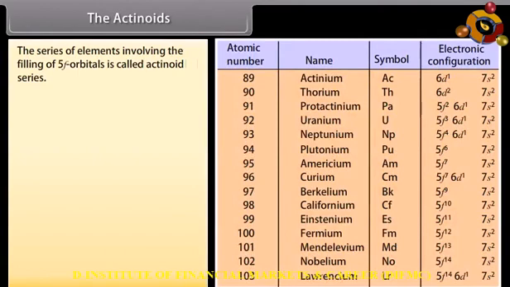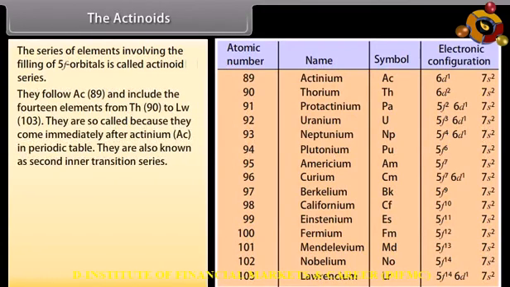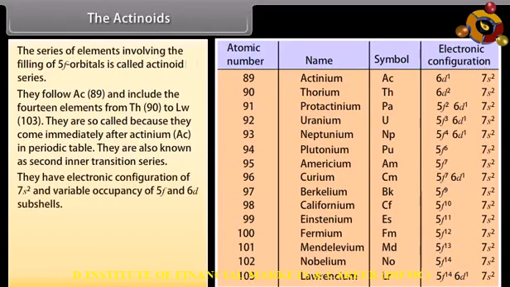The actinoids. The series of elements involving the filling of 5f orbitals is called the actinoid series. They follow actinium and include the 14 elements from thorium to lawrencium. They are so called because they come immediately after actinium in the periodic table. They are also known as the second inner transition series. They have an electronic configuration of 7s2 and variable occupancy of 5f and 6d subshells.